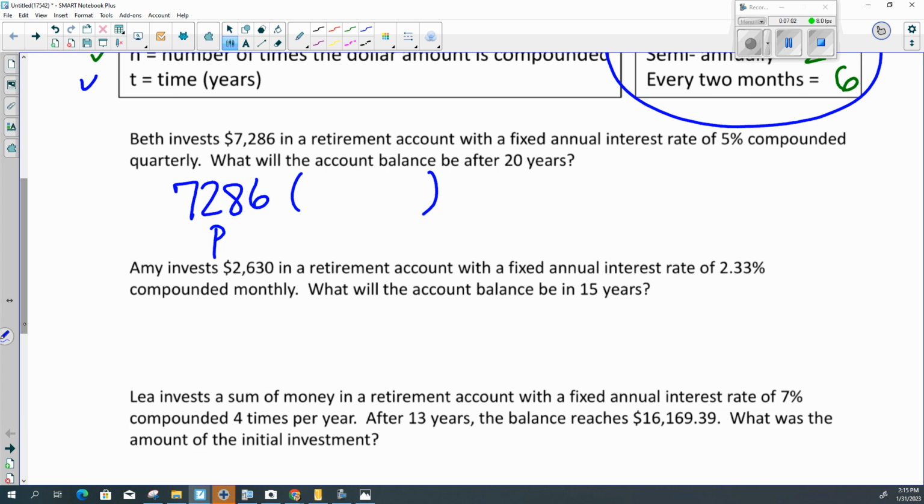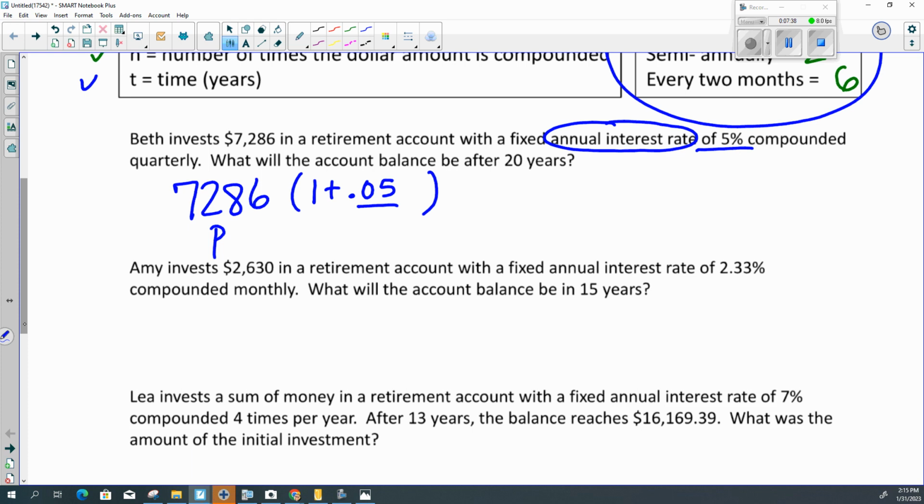Okay, it's in a retirement account with a fixed annual interest rate of 5%. Please turn your 5% back into a decimal without looking at neighbors, without asking. You can look at the board if you need to, but see if you can get that back to a decimal before you look up here and see what mine is. Okay, hopefully you got that 0.05.